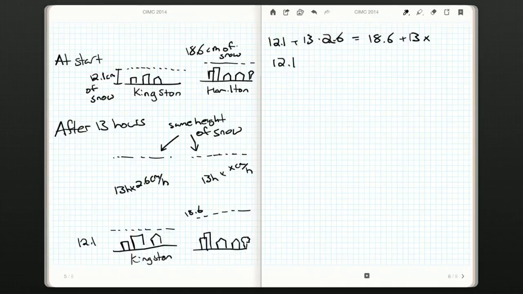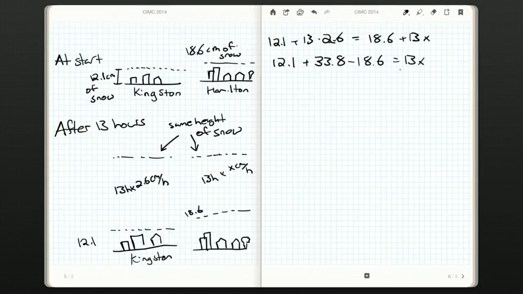So 12.1, not very interesting. How about 13 times 2.6? Well, we can get that out with a calculator, or if you're good with decimals, you could probably work that out as well by hand or in your head. 33.8. Let's just check, does that make sense? Well, 13 times 2, that'd be 26. So 33, it's in the neighborhood of 26. So that's probably right. This 18.6, we can bring it over to the other side by subtracting.